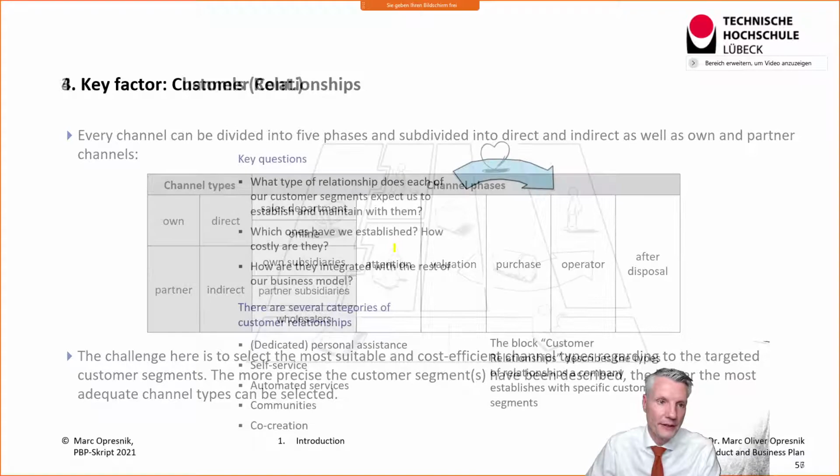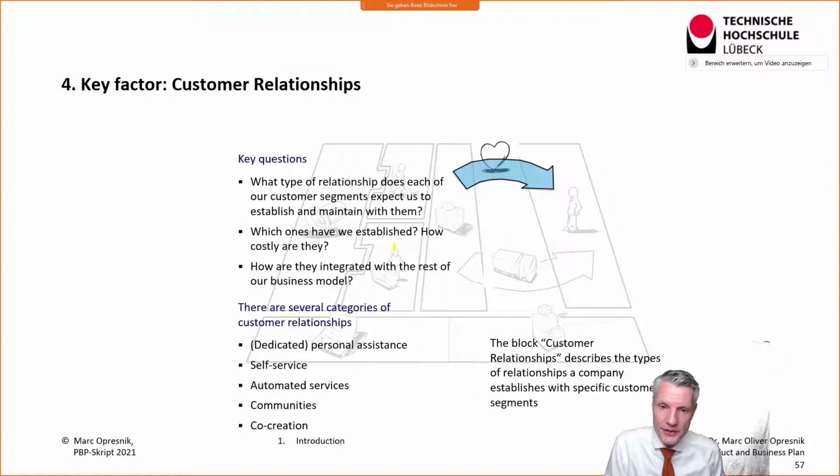Then customer relationships. In the fourth building block, you ask yourself the question, what type of relationship does each of our customer segments expect us to establish and maintain with them? Which ones have we established already, and how costly are they? How cost intensive are they? And how are they integrated with the rest of our business model?